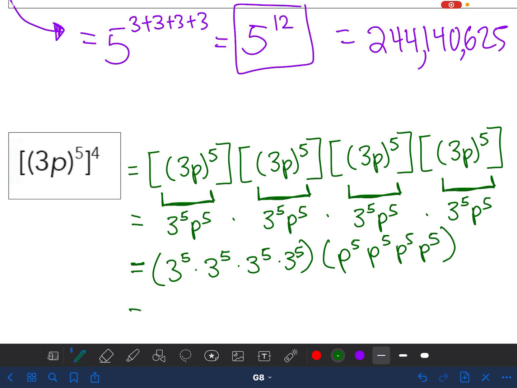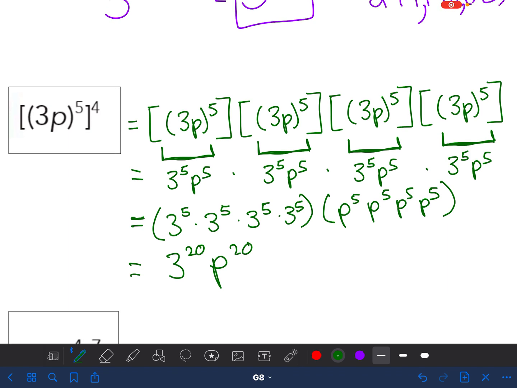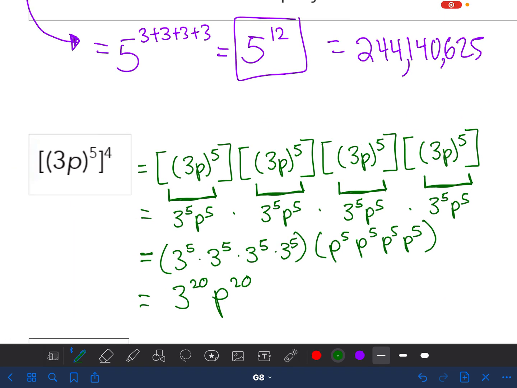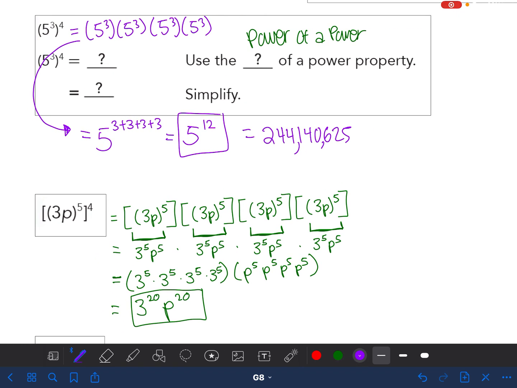Okay, so we have 3 to the power of 1, 2, 3, 4. 4 times 5, that's 20, times p to the power of 20 as well. Okay, all right, let's pause for a moment and look at the pattern. Let's go back to the first one. The first one says 5 to the power of 3 to the power of 4 is 5 to the 12. And the second one says 3p to the power of 5 to the power of 4.